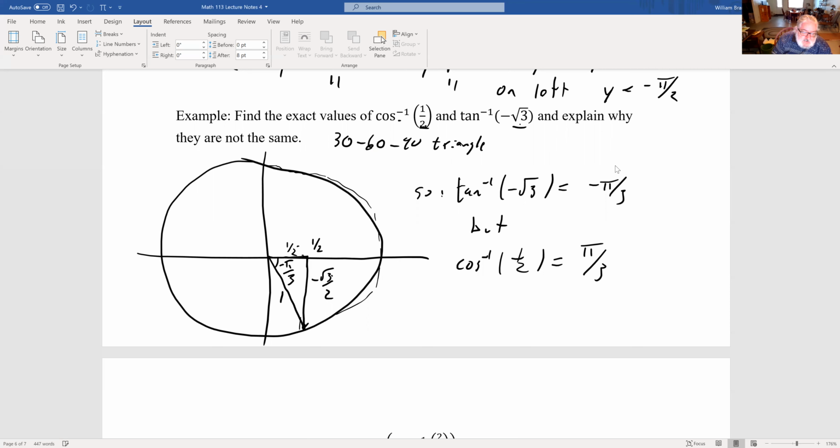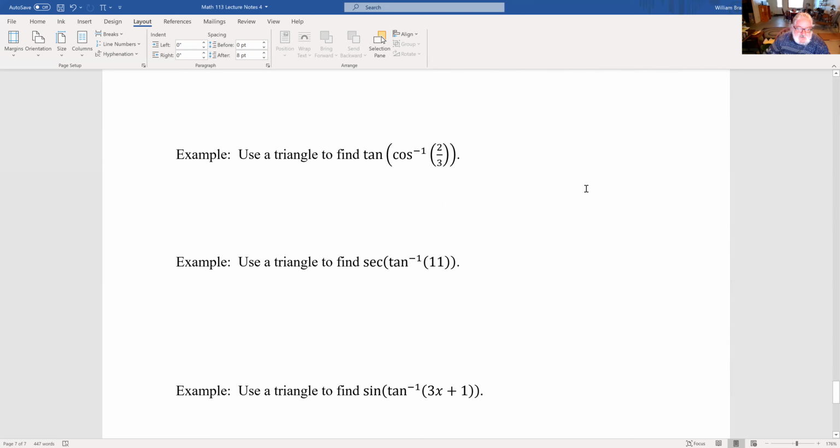arctangent is the right side of the circle. We want angles on the right side of the circle. But the domain for inverse cosine is the top half of the circle. And the angle pi over 3 is the angle in the top half of the circle that has cosine equal to 1/2. So you do have to be a little bit careful about domains. Cosine, you want angles in the top half of the unit circle. Sine and tangent, you want angles on the right half of the unit circle. But then we can do these same sorts of arguments.